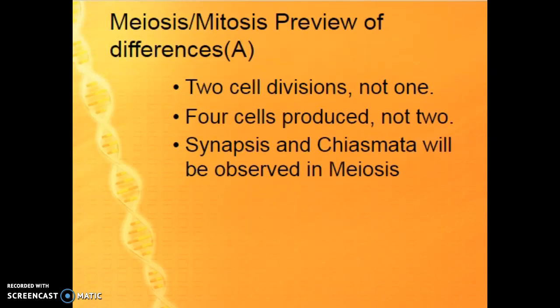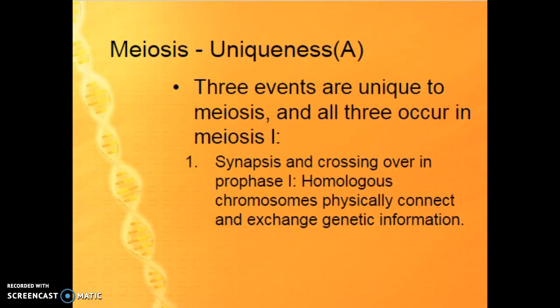So, differences of meiosis and mitosis. Two cell divisions, not one. We're going to produce four cells, not two. The synapsis and chiasmata are going to be observed in meiosis. That's essentially crossing over, if you remember that term from Biology 1.